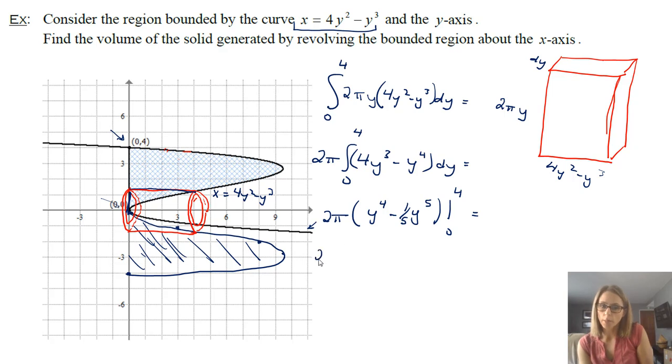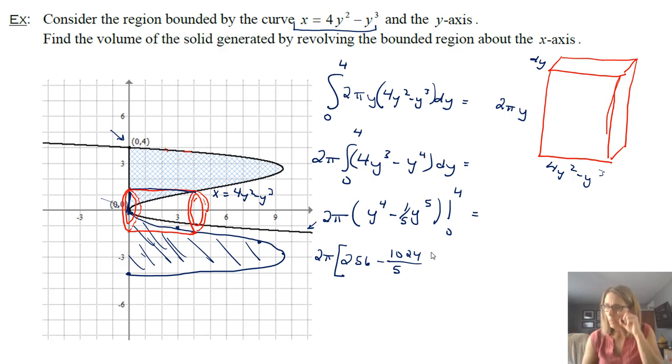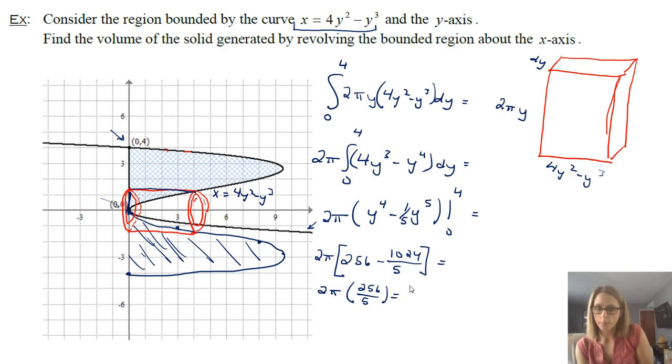Now we just evaluate. I'm going to put the 2 pi to the side. So 256 minus 1024 over 5. And luckily, you can plug in 0 and get nothing, so that's helpful. And so now we will just have 2 pi, and we can combine those two. If we combine them, we actually get 256 over 5. And that just ends up being 512 over 5 pi. And that is a volume, so units cubed.